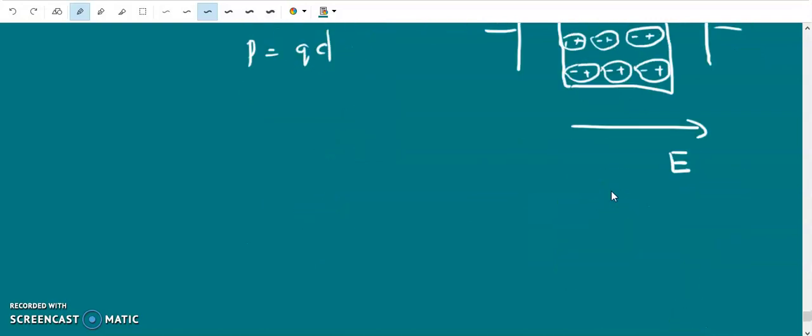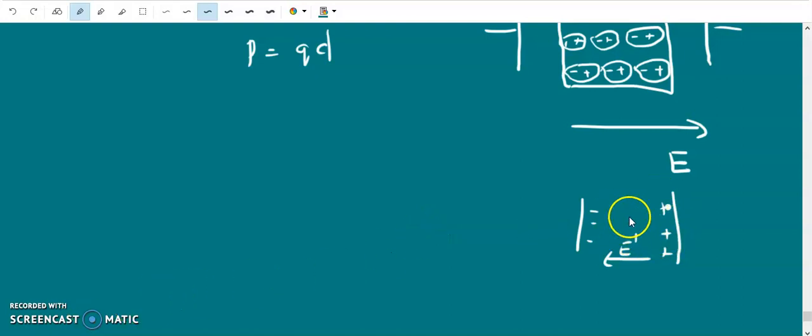Due to this, net positive charges will align here and net negative charges will align here, and therefore there is an induced electric field in the opposite direction, but this induced electric field will not cancel the applied electric field, since there are not enough free charge carriers in the dielectric as there are in the conductor. So there is an electric field induced, and we can say that the dielectric is polarized.